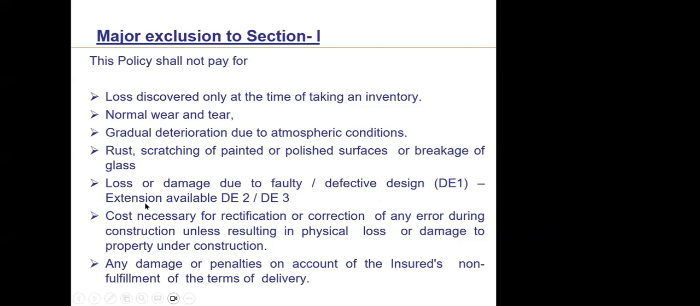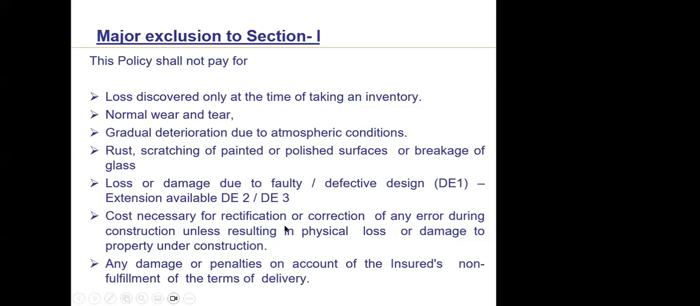So this exclusion can be bought back. It can be done. You can pay additional premium and go for DE2 or DE3. In absence of this add-on cover, you apply DE1, which says any loss due to defective design is not payable. DE1 says nothing is payable.